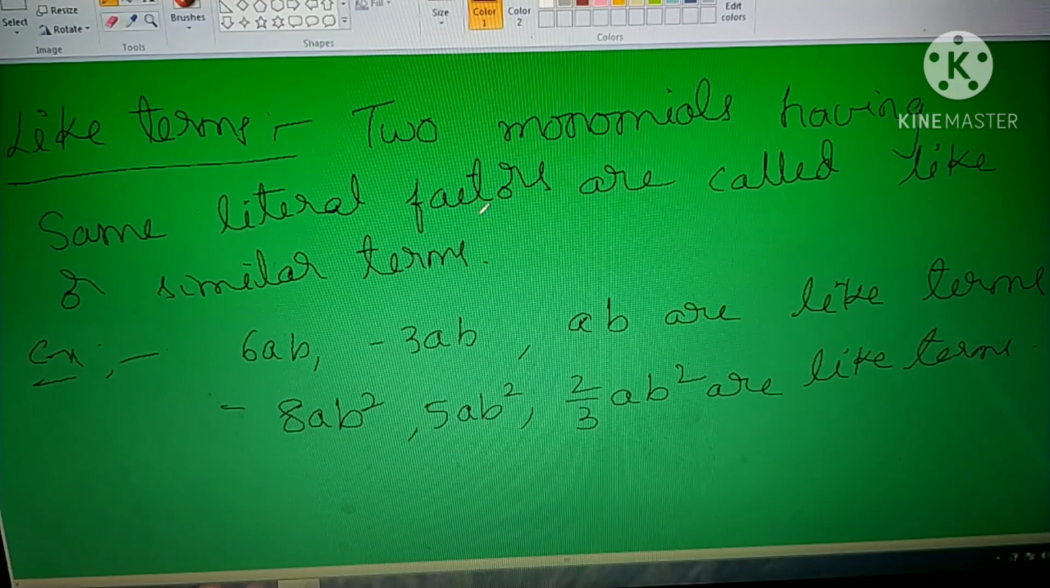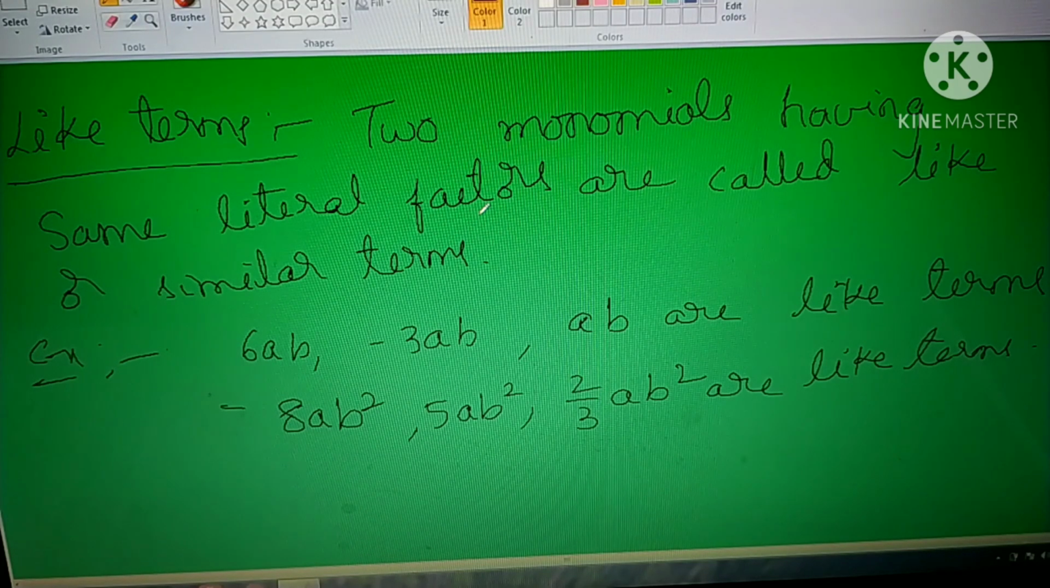Now, we already learned what a term is. A term is a combination of variables and numbers. In these terms, we also have like terms and unlike terms. Like terms means having similar literal factors; they are called like terms or similar terms. You have to mainly concentrate on the literals only while writing like terms.